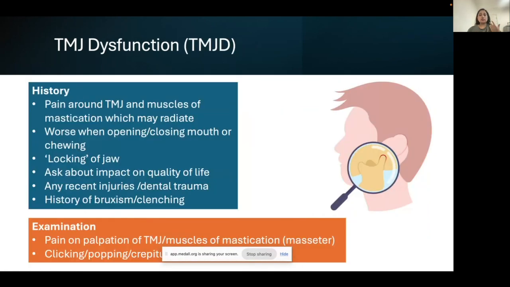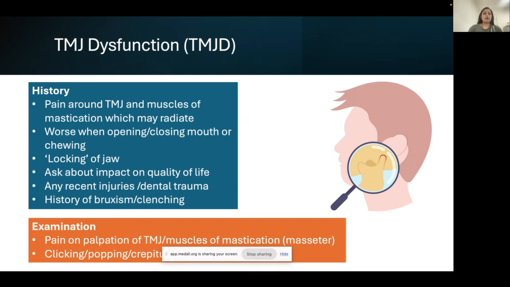TMJ dysfunction or disorder. This is a really, really common problem. I think we've all probably had it in a way, and sometimes it's really difficult to diagnose, but it's really multifactorial, and that's the issue. It encompasses TMJ problems and problems with the muscles of mastication. Those are mainly the masseters, so that sits here, and the temporalis, which sits up here. So often patients complain of pain around the TMJ and the muscles of mastication, but it can radiate. So people can get headaches, jaw pain, everything.